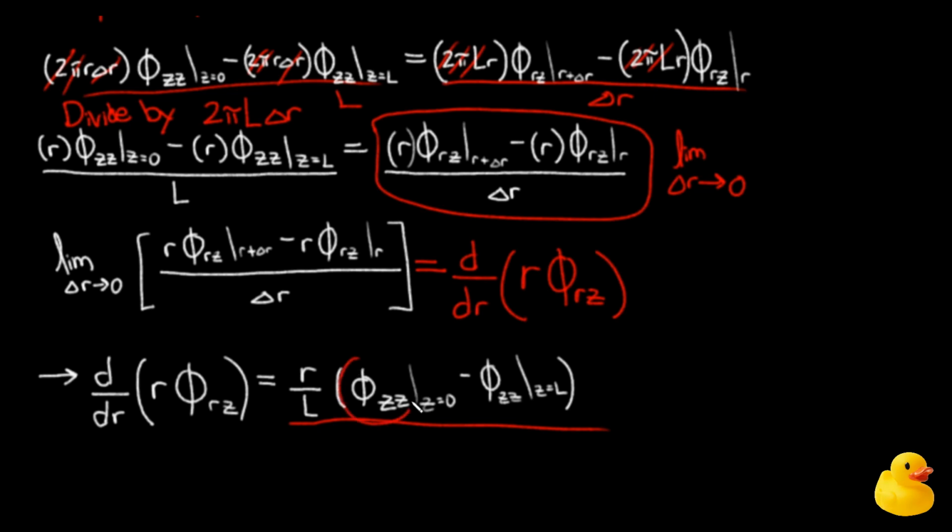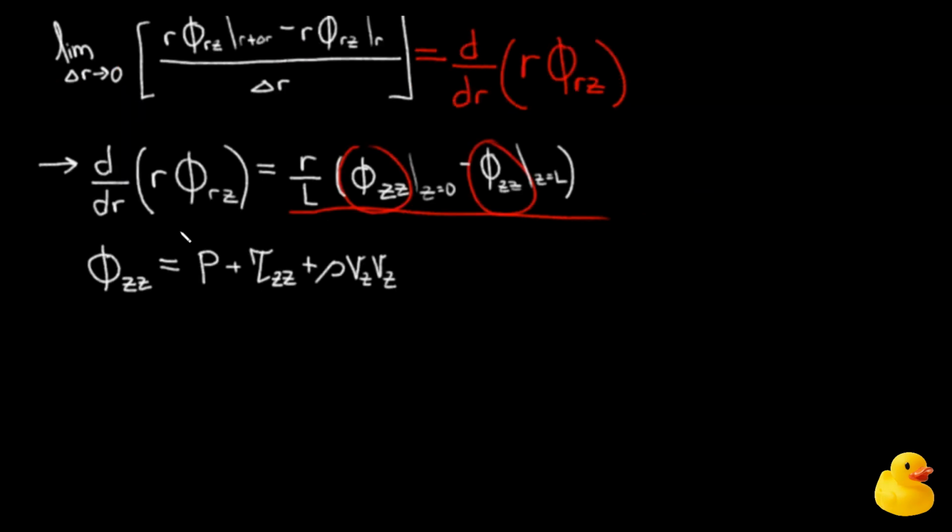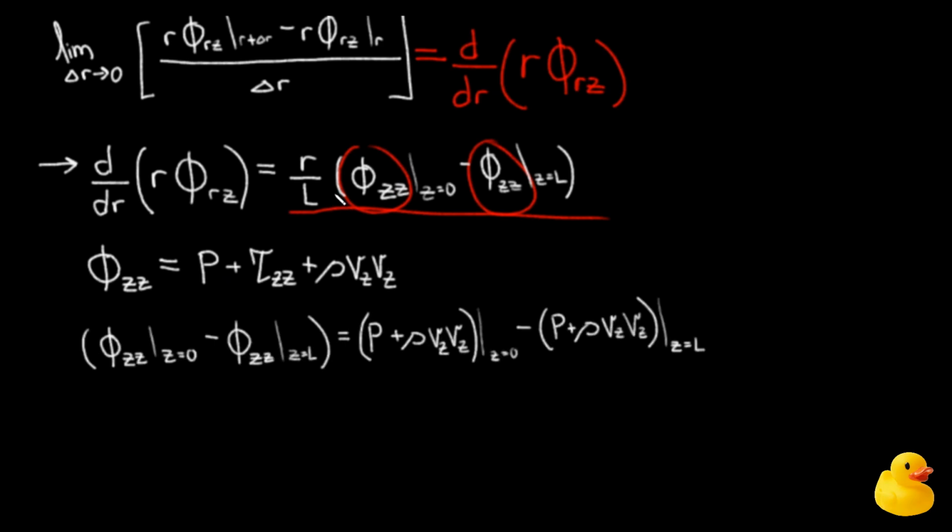So these phi z terms, we can define that. The momentum flux is equal to pressure plus the shear stress plus density times the velocity. So we can apply them to both of the phi terms. And as you can see here, we've determined that the pressure at the inlet Z equals 0 and the pressure at Z equals L, so this P0 and PL, they're the same. So this is plus, this is minus, but since they're the same thing, they cancel out. So these terms cancel out.